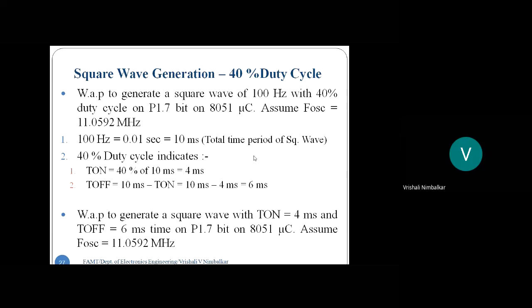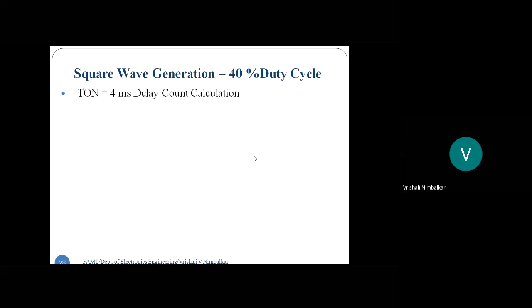Hope this is understood to you all, students. Okay. So then what have we decided? We will be using mode 1, right? And again, which timer to use? It's not mentioned. So let me use timer 0 in mode 1. And there are different time delays. One is 4 milliseconds and the other is 6 milliseconds. So I need to do 2 count calculations. Correct?